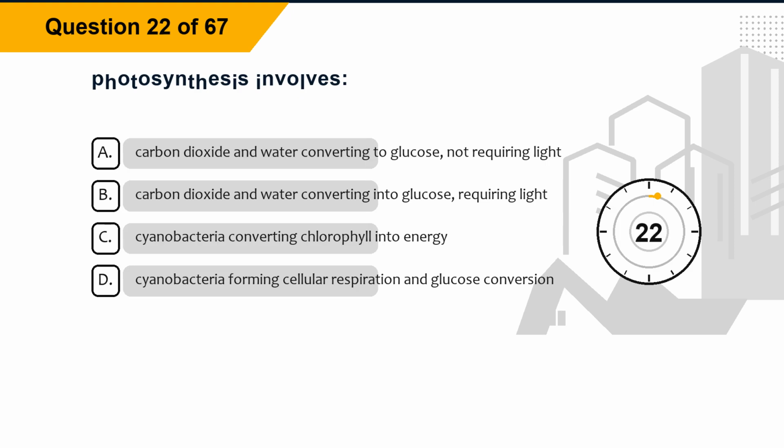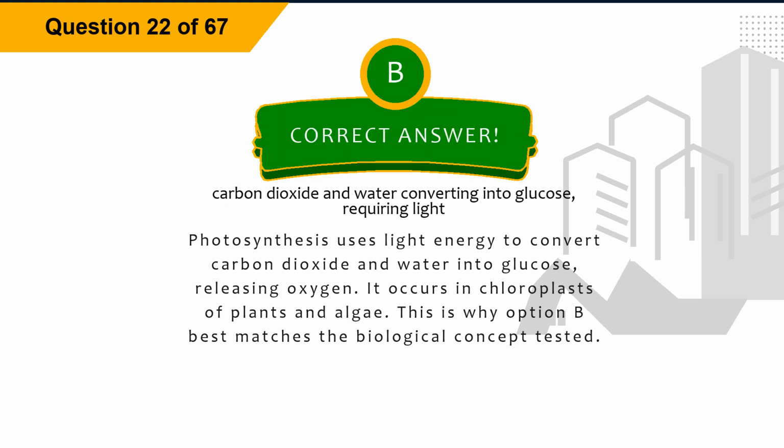Question 22. Photosynthesis involves. Option A, carbon dioxide and water converting to glucose, not requiring light. Option B, carbon dioxide and water converting into glucose, requiring light. Option C, cyanobacteria converting chlorophyll into energy. Option D, cyanobacteria forming cellular respiration and glucose conversion. The correct answer is option B, carbon dioxide and water converting into glucose, requiring light. Explanation. Photosynthesis uses light energy to convert carbon dioxide and water into glucose, releasing oxygen. It occurs in chloroplasts of plants and algae. This is why option B best matches the biological concept tested.